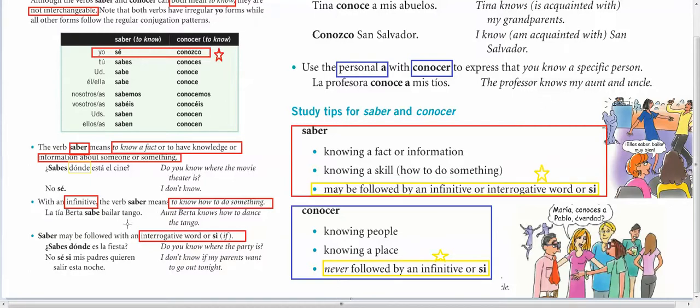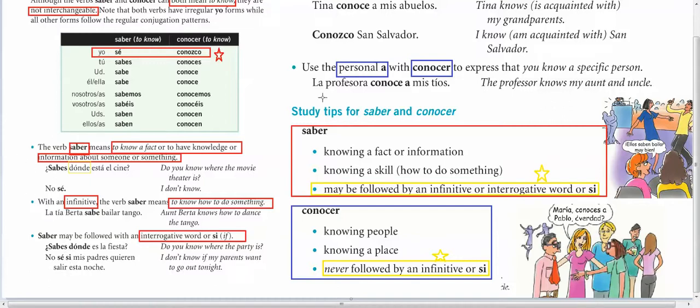Saber can be followed with an interrogative word or sí, which we had just talked about. So if there's an interrogative word or sí, you're going to use saber. ¿Sabes dónde está la fiesta? Do you know where the party is? No sé si mis padres quieren salir esta noche. I don't know if my parents want to go tonight. That's also knowing. It still kind of goes back up here.